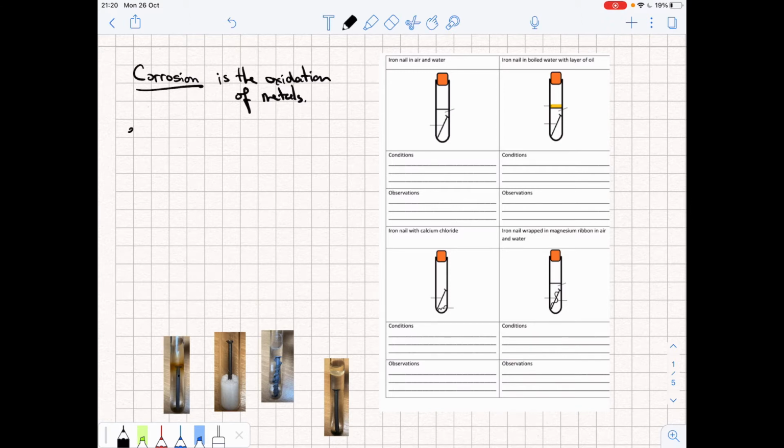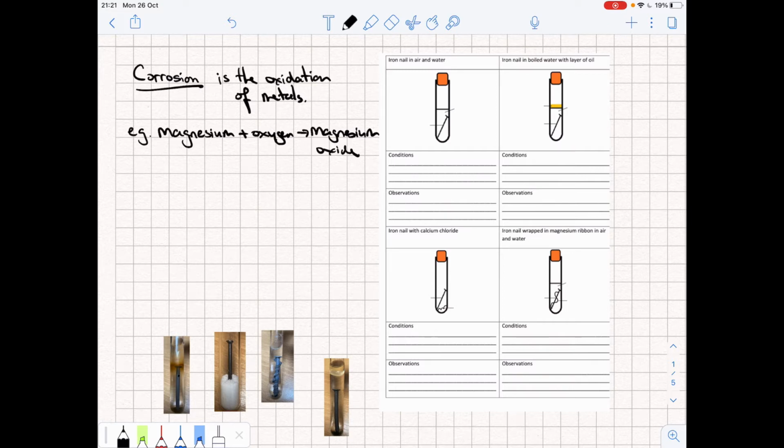For example, let's pick on magnesium. So magnesium is a metal, and if it undergoes oxidation, we're adding oxygen, and that means it forms magnesium oxide, and that would be an example of corrosion.